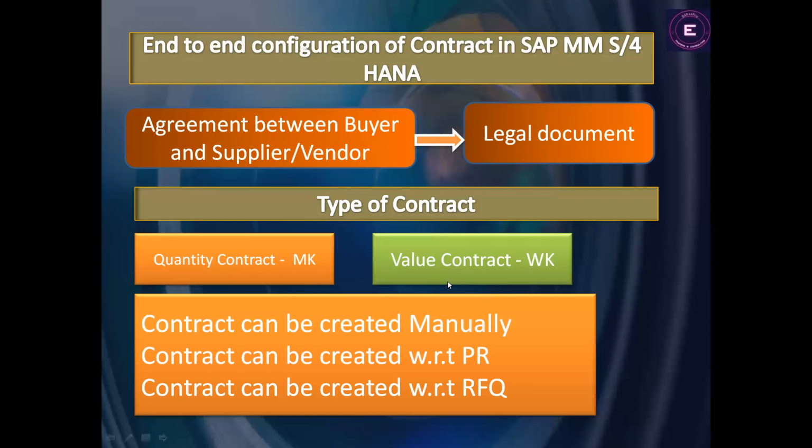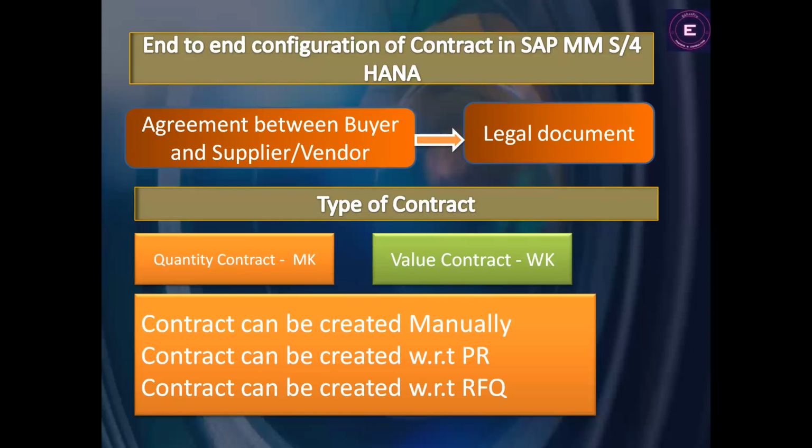And again, there is a different contract type that is called value contract type. This value contract type depends on the total cost of the material, the total value of the material. What is the total value of the material they are purchasing per month or per year? Based on that, they will make that contract.